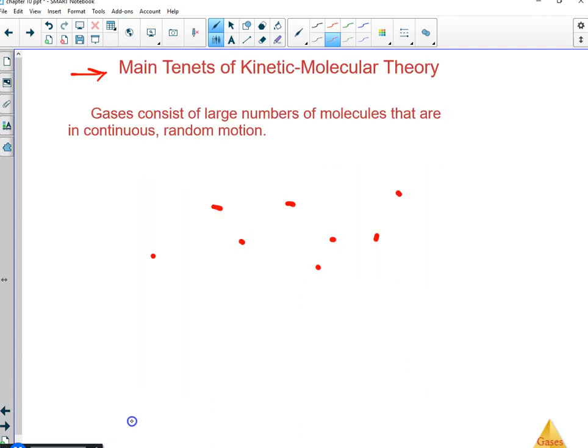All right? It's just these ideas. So the main tenets of kinetic molecular theory are that gases consist of a large number of molecules that are in continuous random motion. Okay, that was like 5th grade, when you learned gases didn't have a lot of stuff. They have low densities, and the particles are always moving. Are we okay with that? Okay, they're very, very spread out.